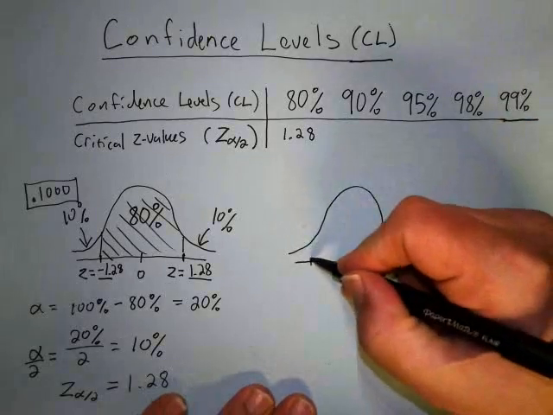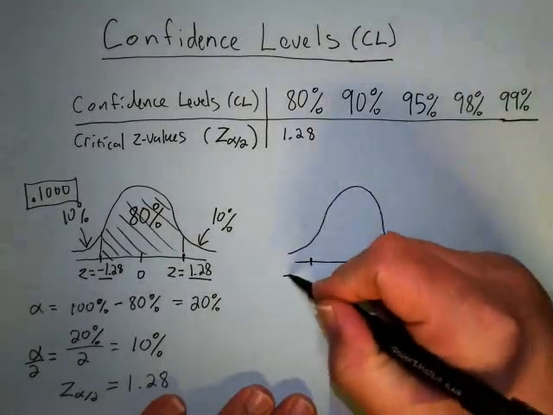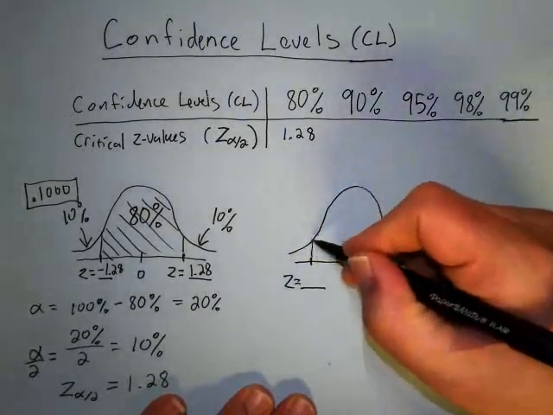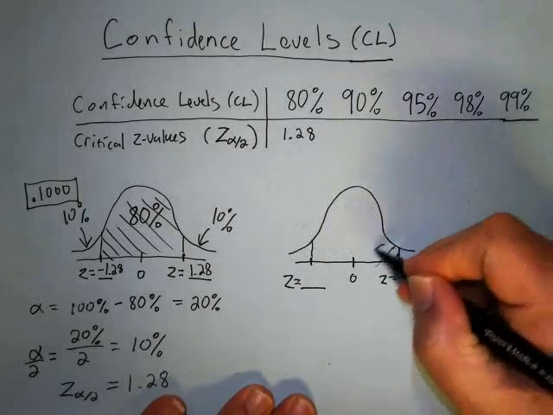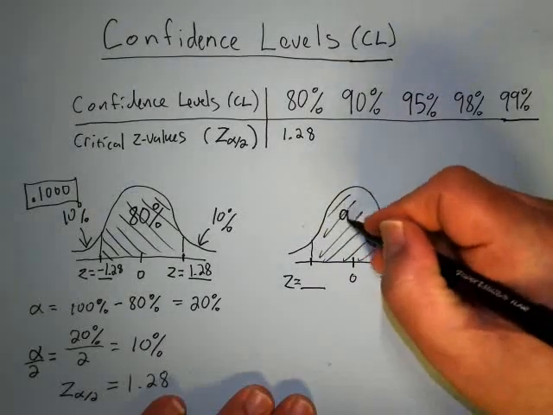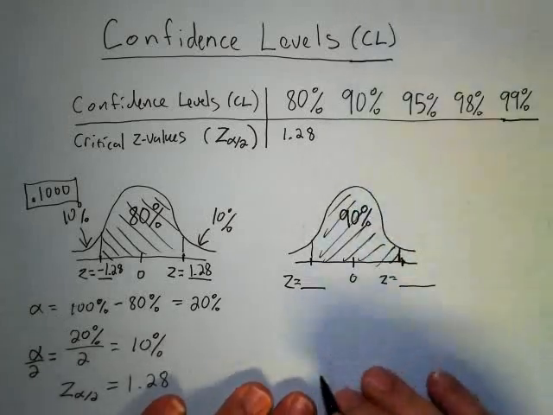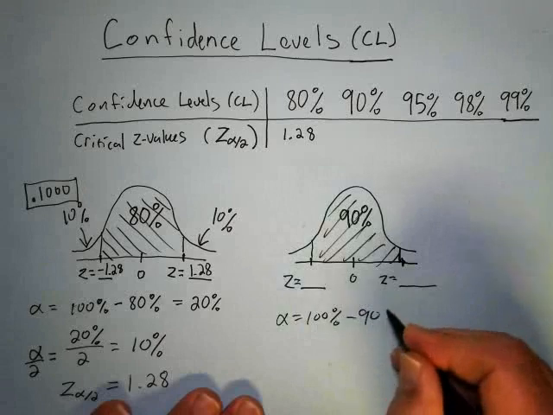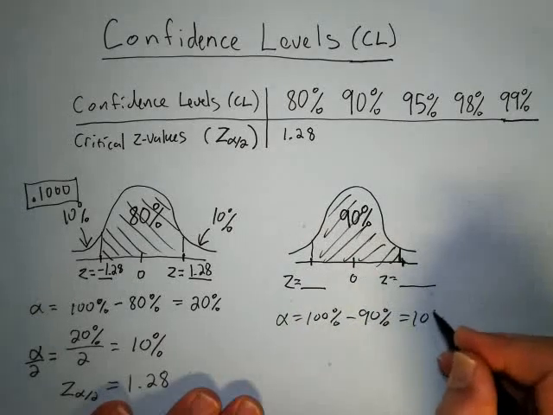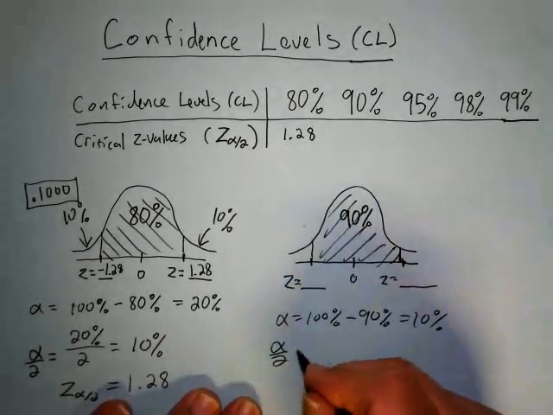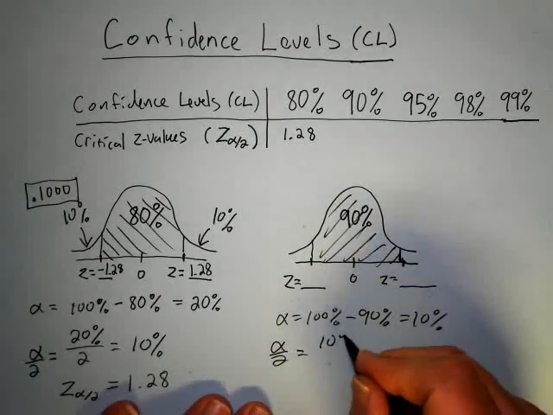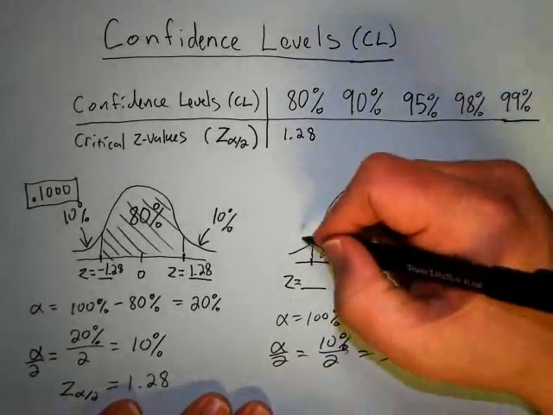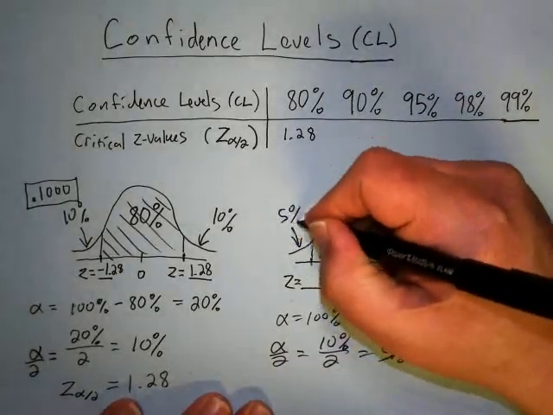So now I want 90%, right? So maybe here and here. So I want this middle shaded area to be 90% of the area, right? So my alpha is 100% minus 90%, which is 10%. So my alpha over 2 would be 10% divided by 2, which is 5%, and basically that's 5% in each tail.